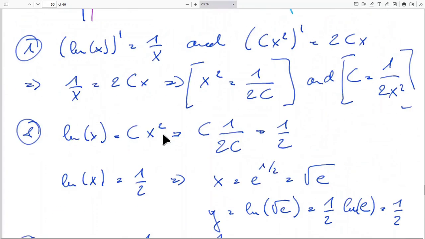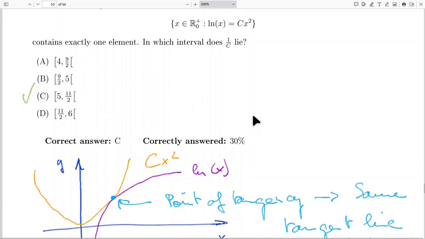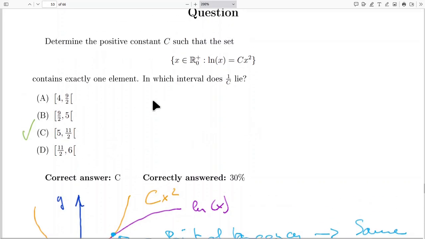Which means that this is answer C. So 1 over C is in the interval 5 to 11 over 2, or 5.5, not included, but that doesn't matter really. So answer C is here the correct answer.